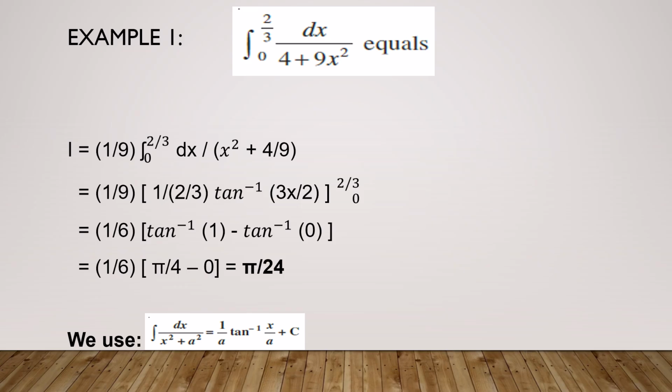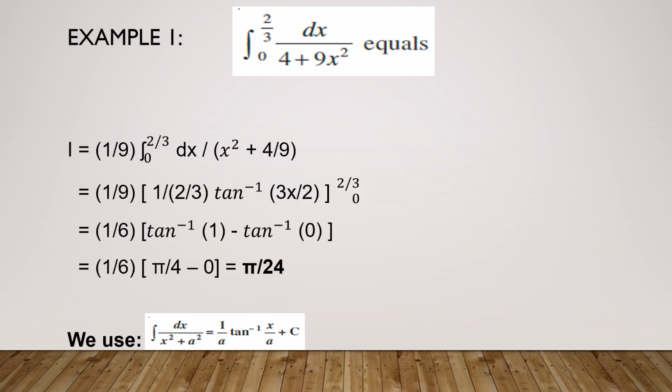Integrate dx upon 4 plus 9x square within the limits 0 to 2 by 3. Now see, we can use all the rules of integration over here. Only thing is it will not have the constant c because you have the limits. So first thing is the denominator, you can take out 9 common and write it as x square plus 4 by 9. So outside you will have 1 upon 9 into integral of 0 to 2 by 3 dx upon x square plus 4 by 9. So it is of the type dx upon x square plus a square.